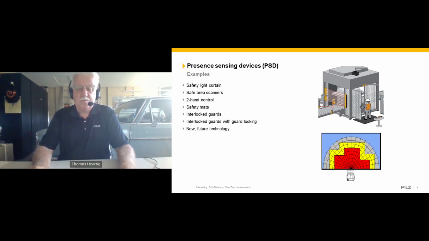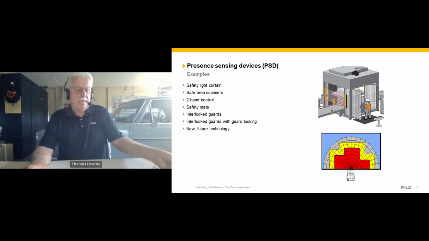And here are some examples of presence sensing devices. There are safety light curtains, safety area scanners, two-hand controls, safety mats, interlock guards with guard locking, also future new technology that is on the market. And here in the picture you see a type of machine where you have a person standing on a mat, an interlock guard, two-hand controls, light curtains, and here on the bottom you see a scanning area of a safety scanner.